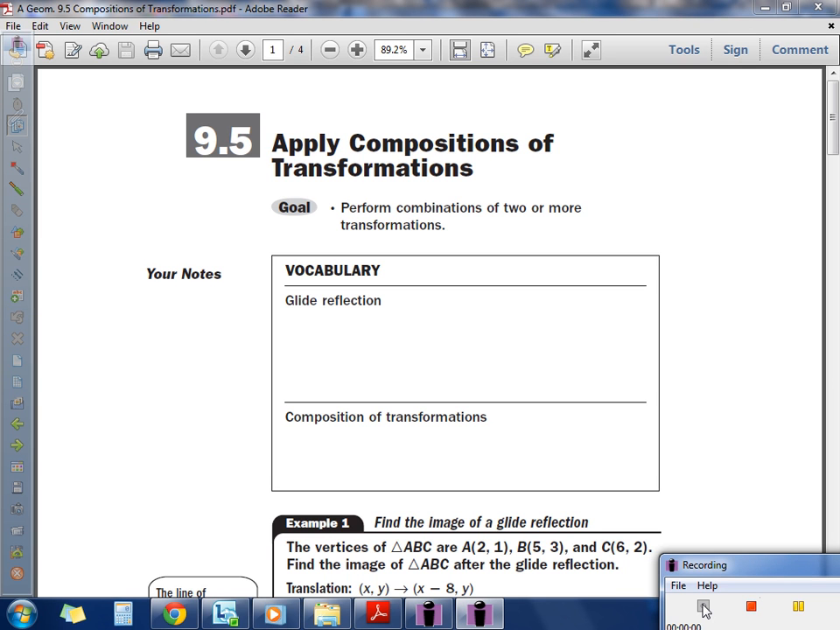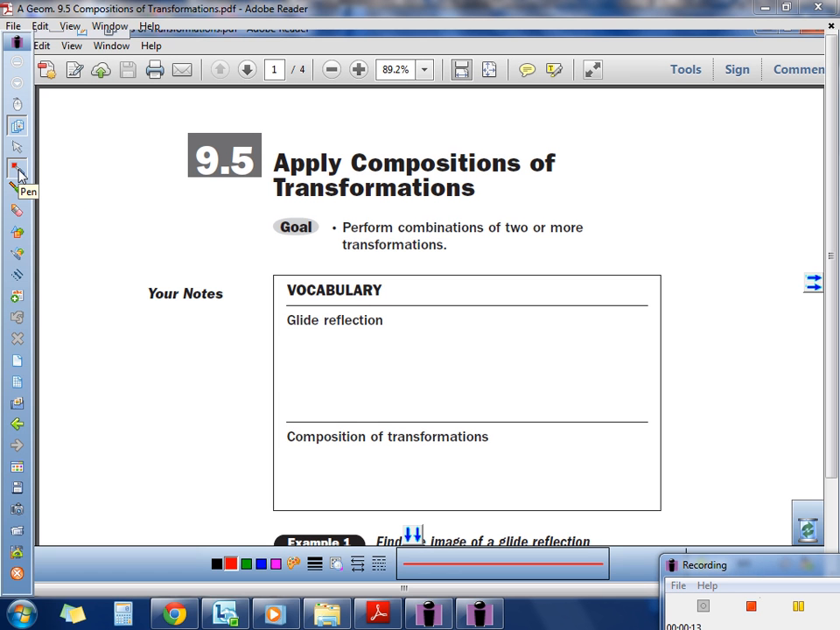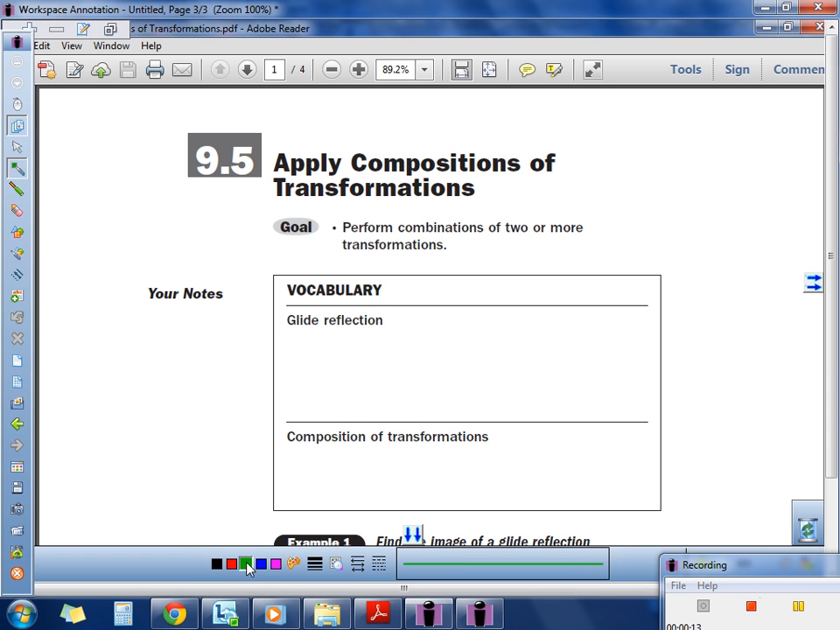All right, today's lesson deals with compositions of transformations. That means doing more than one transformation. Sometimes you'll do, what are some of the beginning transformations we learned about? What was the first one we learned? Translation. Then we learned reflection. Then we learned rotation.